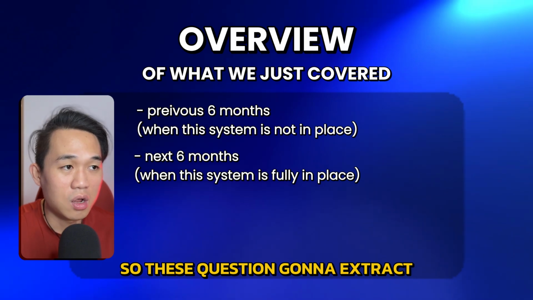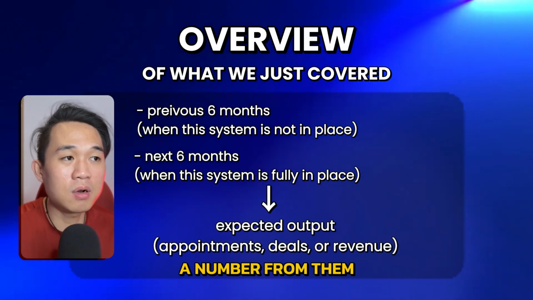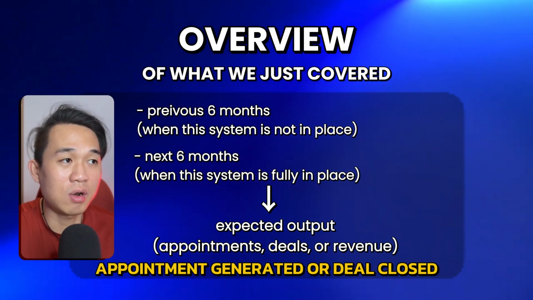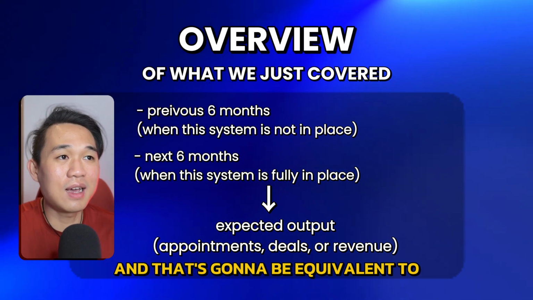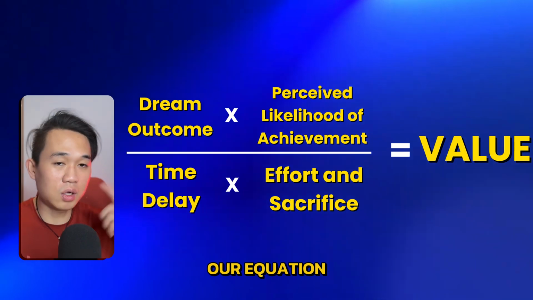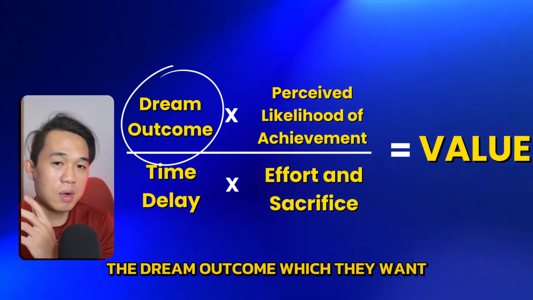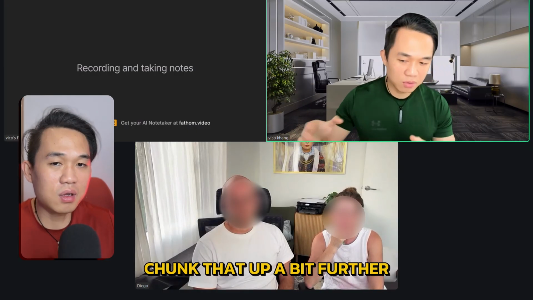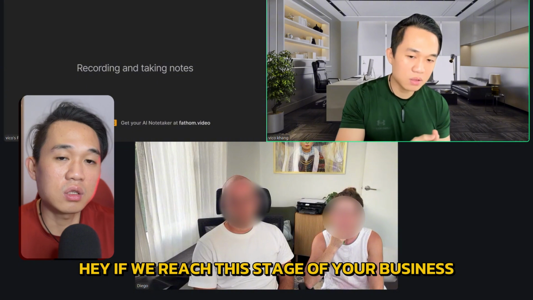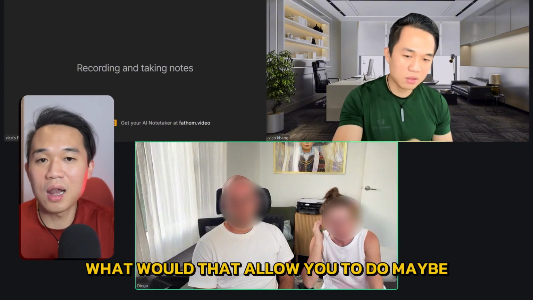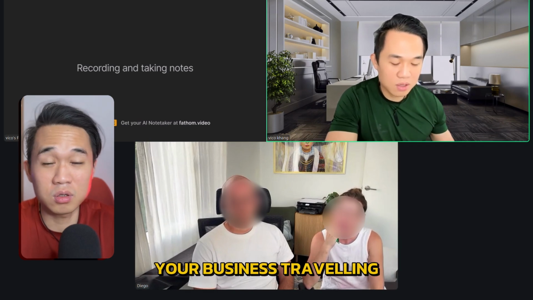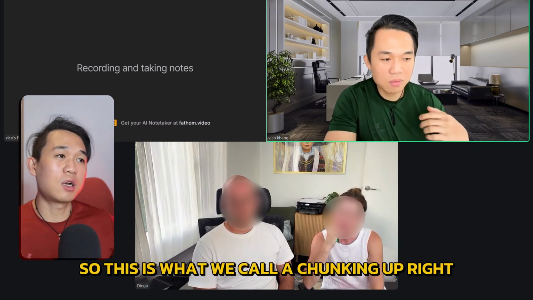So these questions are going to extract a number from them, which is in terms of revenue, appointments generated, or deals closed. And that's going to be equivalent to our equation, which is the dream outcome which they want, right? And you can definitely chunk that up a bit further and ask them, hey, if we reach this stage of your business, what would that allow you to do? Maybe spend more time with your family, enjoy more freedom from your business, traveling. So this is what we call chunking up, right?